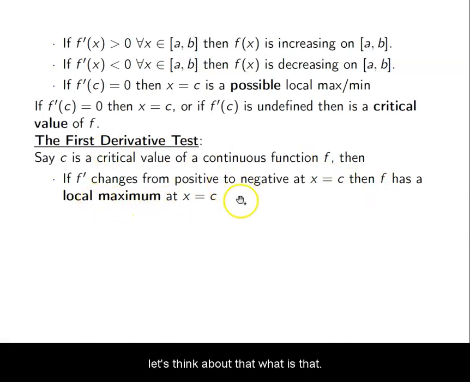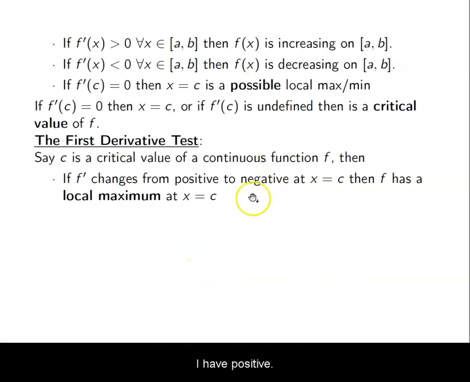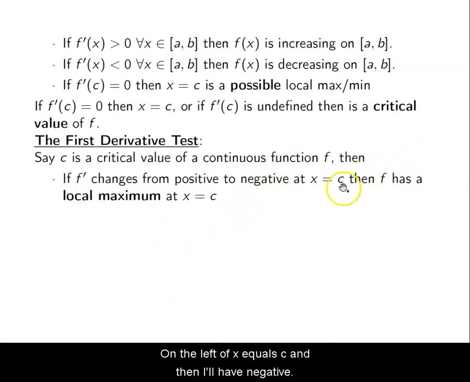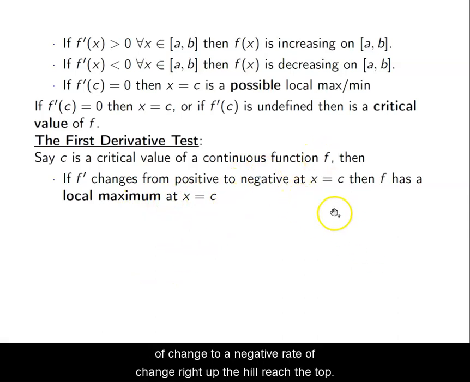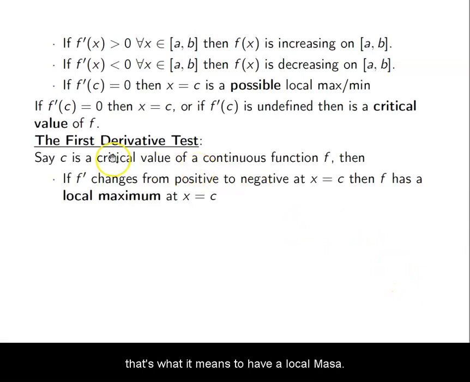So let's think about that. What does that mean? If I have a max value, that means I'm at the top of a hill somewhere. I have positive values on the left of x equals c, and then I'll have negative values on the right, because I'm going from a positive rate of change to a negative rate of change, right? I've gone up the hill, reached the top, that's why the derivative at c is 0, and then I start to go negative. So that's what it means to have a local maximum.